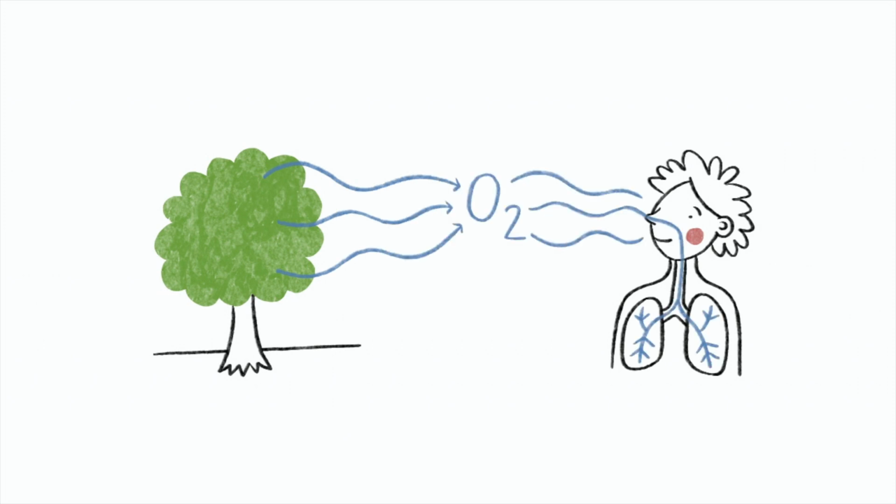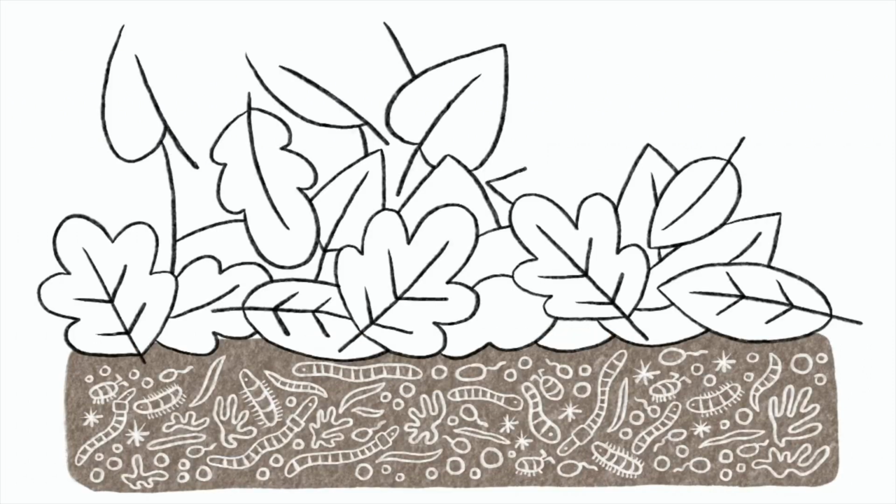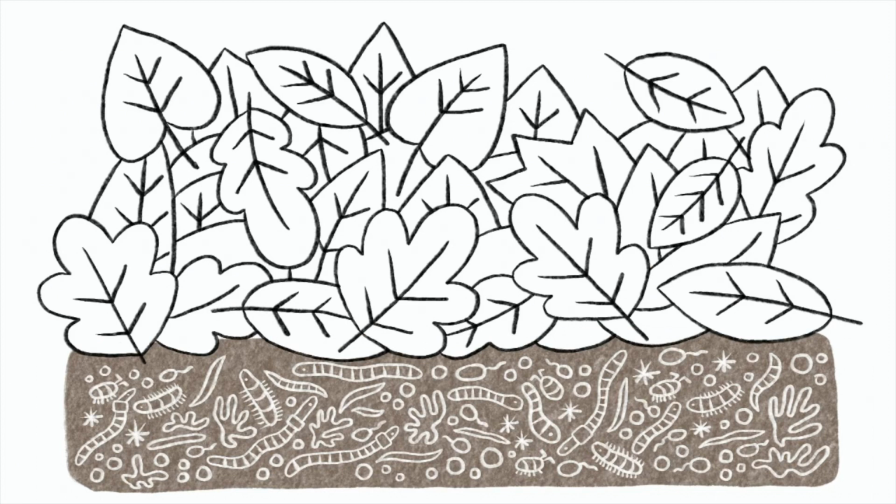Take breathing, for example. Without plants, there is no oxygen. And without oxygen, there'd be no humans. Or soil. Without soil organisms, there would be no rotting of leaves. And try to imagine how a world without decomposers would look. So biodiversity provides services, and humans depend on many of them.